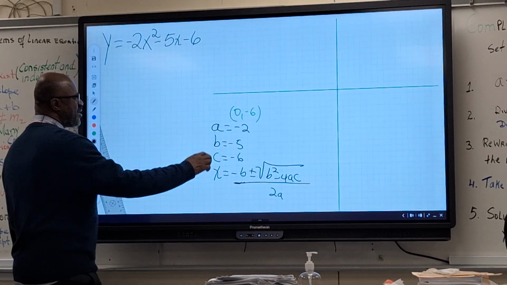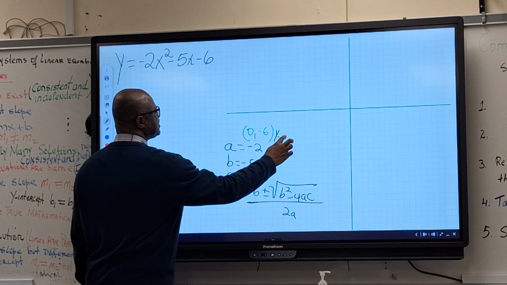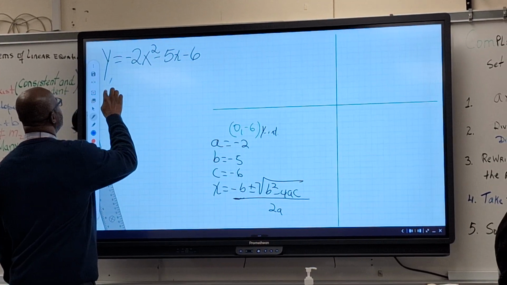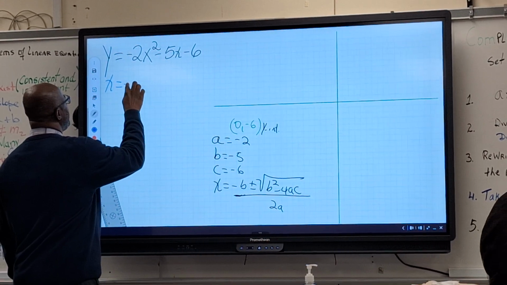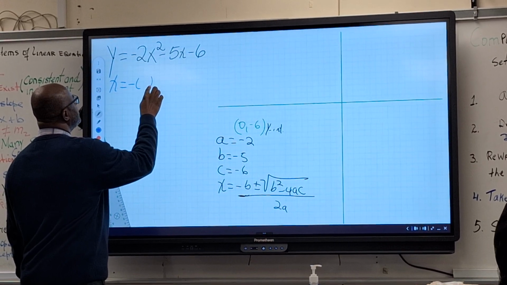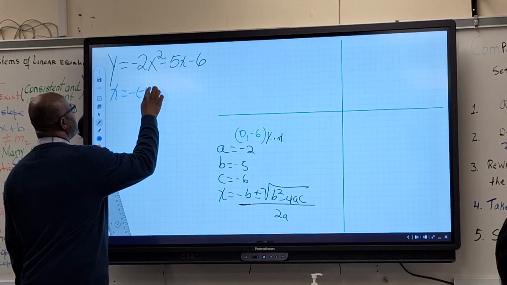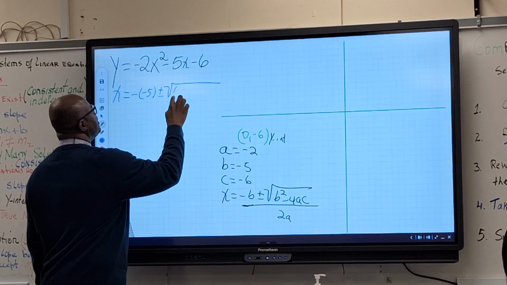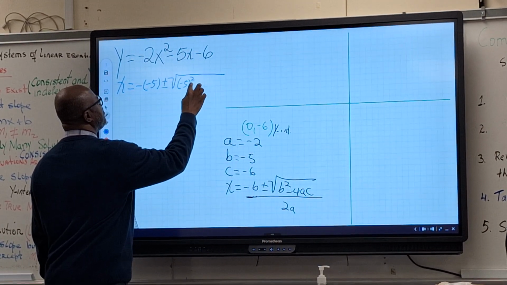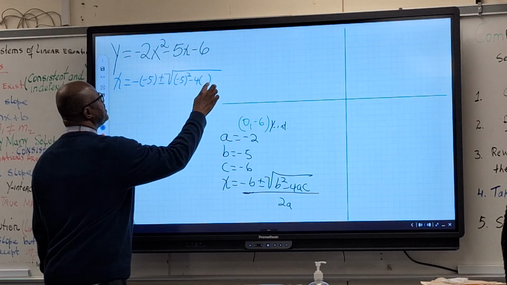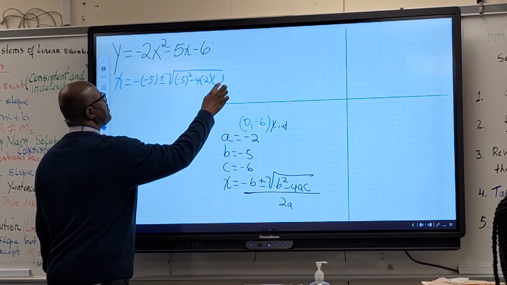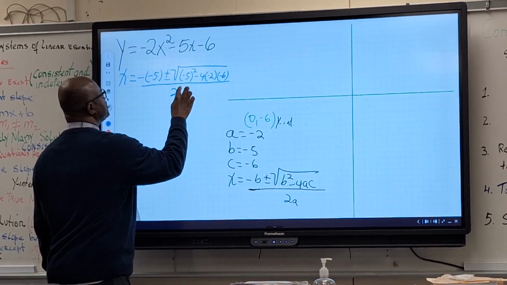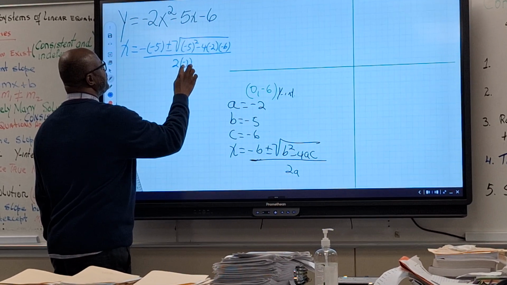And we know the y-intercept is (0, -6). That's your y-intercept. So we'll use the quadratic formula to find the x-intercept. So we'll have x equals minus b, what is b? Negative 5, plus or minus the root of negative 5 squared minus 4 times negative 2 times negative 6. Everything is over 2 times negative 2.